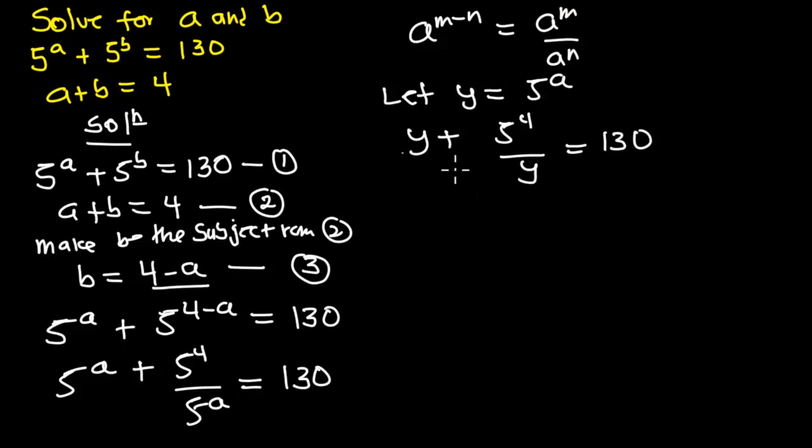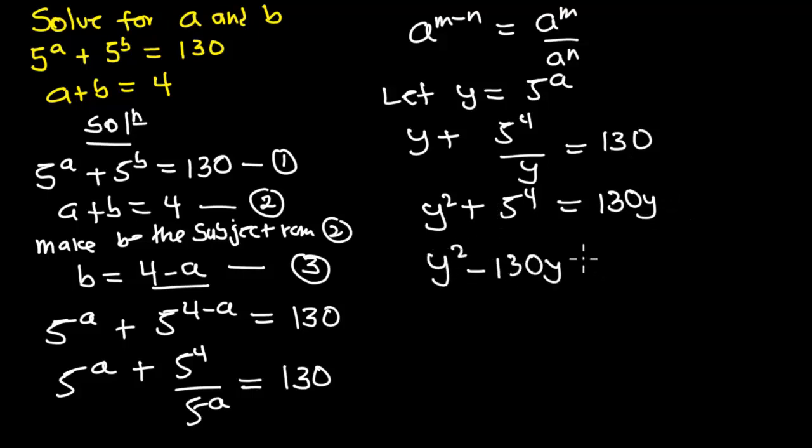Now we are going to multiply through by y so that we clear off this fraction. And so we have y squared plus 5 to the power 4 is equal to 130y. Now let's move this to the left hand side. So we have y squared minus 130y plus 5 to the power 4, which gives us 625, equal to 0.